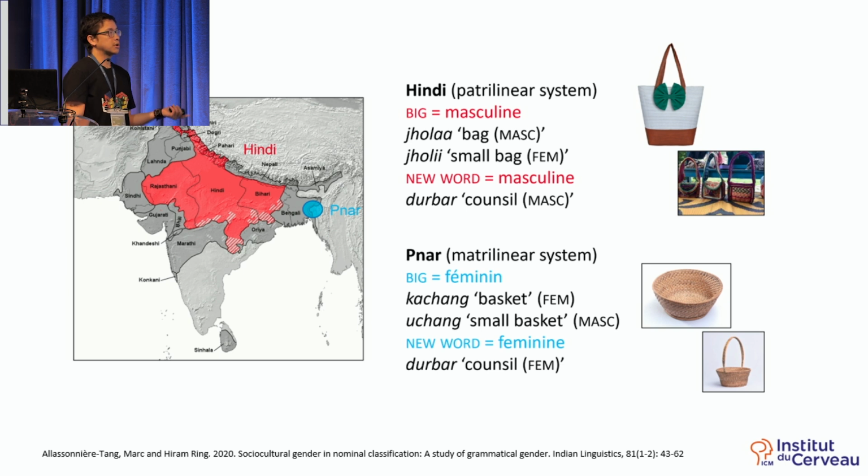If you go to Pnar, you have really a mirror image here. For example, a basket is feminine. If you want to change it to small, you change it to masculine instead. And you have different nouns where you can use this, so it's not an isolated case where only the word basket can apply this change. And new words that are borrowed in the language tend to be feminine. So for exactly the same word as above, it is feminine in Pnar, but masculine in Hindi.